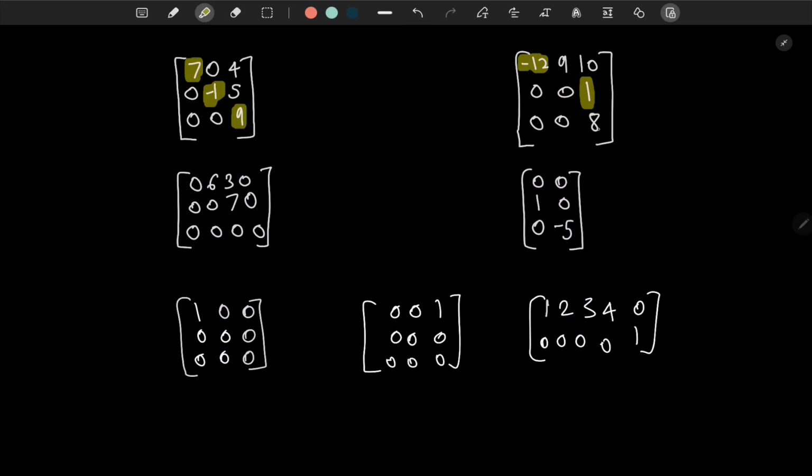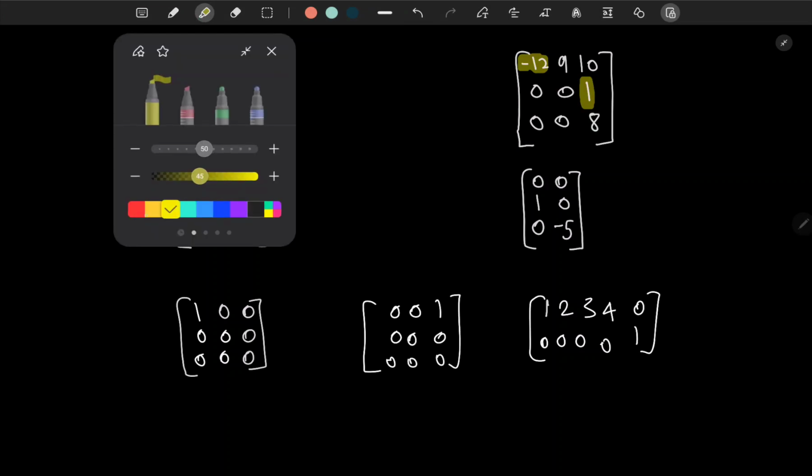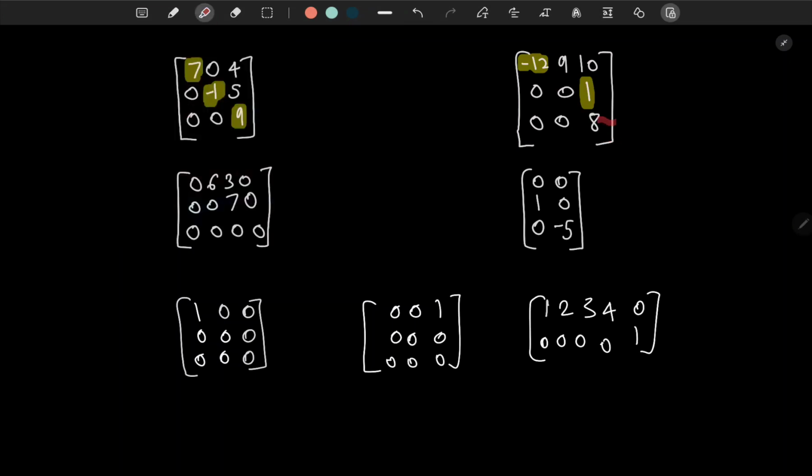1, the next non-zero element in the second row. And now again we look below it, and we can see that there is an 8 here. Let me just highlight that in red. So this is going to violate the condition, and this is not in REF form. Let me just write that, not REF. And this one is in REF.